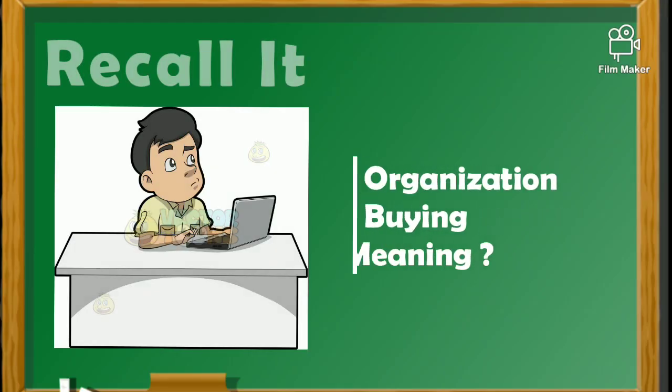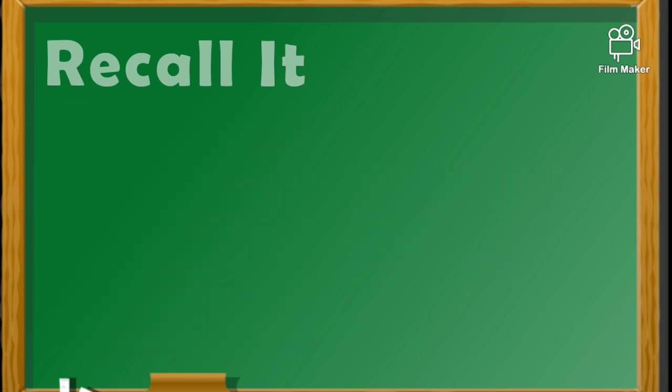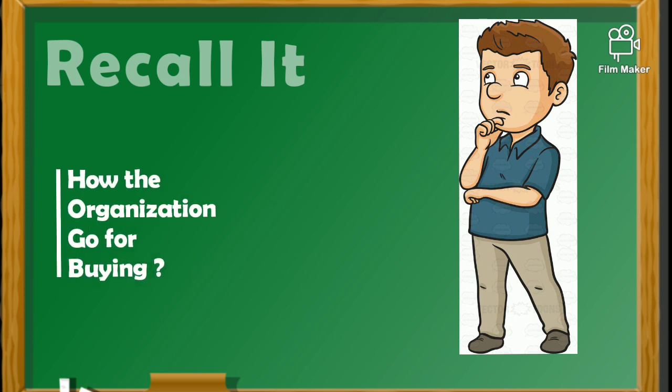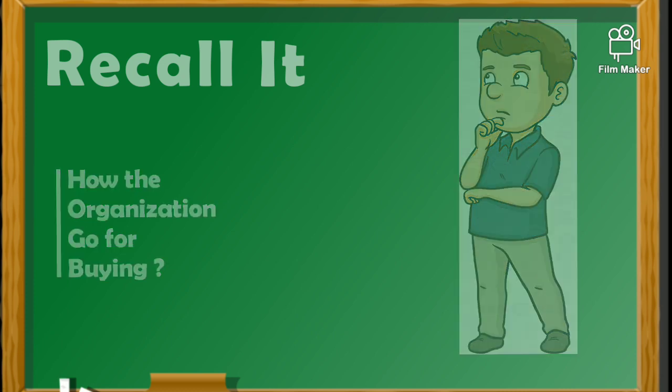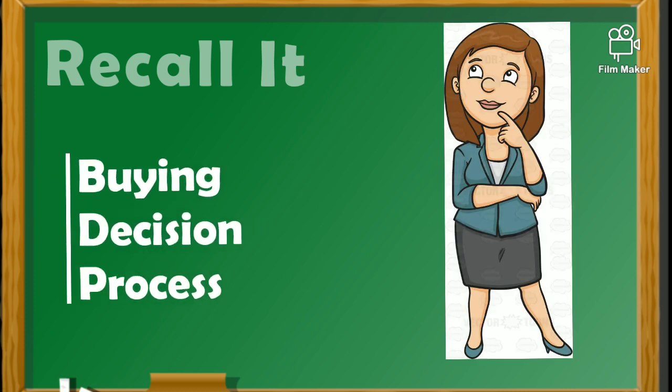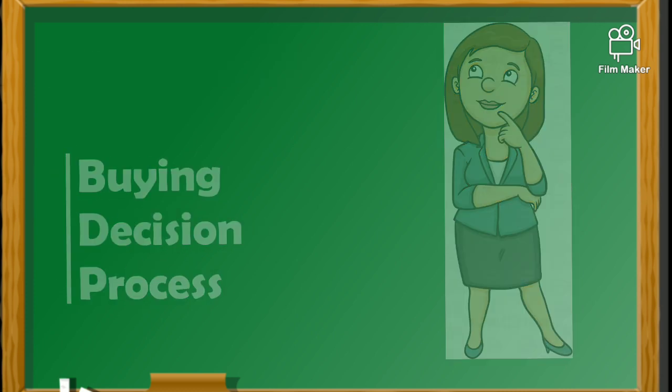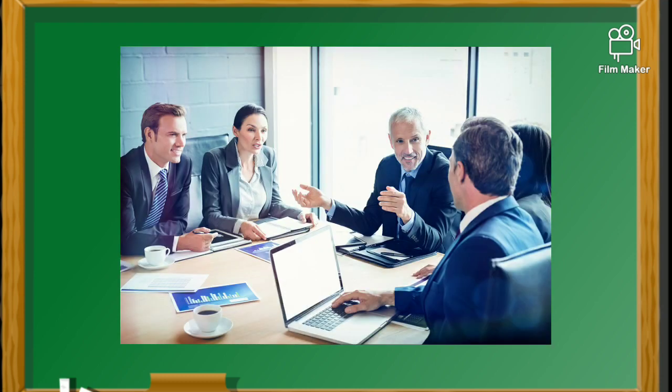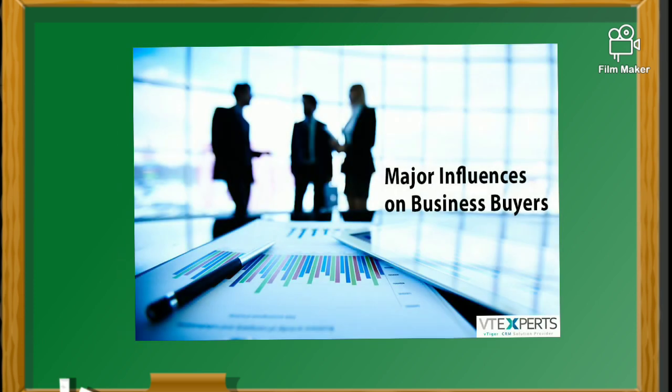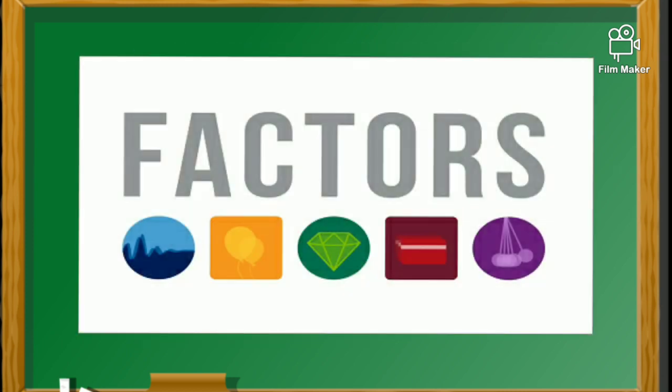In the previous video sessions, I have discussed what is organizational buying, how a company or an industry goes for the buying of their raw materials, and how the buying decisions take place in the organizations, right? So in this video session, we are going to read about the business buyers, who are influenced by many factors when they make buying decisions. Generally, these business buyers are influenced by so many factors.